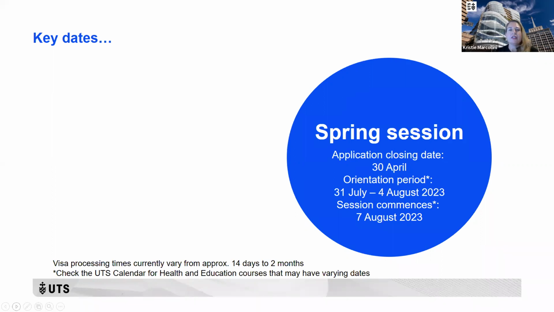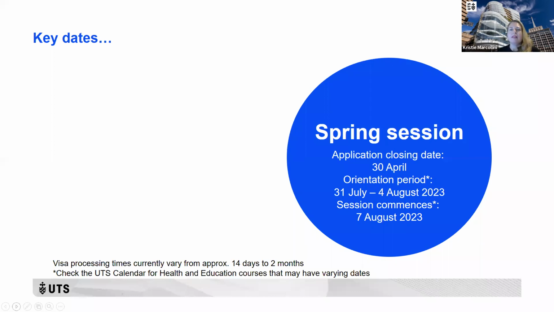Orientation is where you get to have faculty welcomes and attend the social events before the actual classes commence at UTS. It's a really good period to meet other students, settle into your accommodation, and then you can start your studies. The actual spring session classes start from the 7th of August.